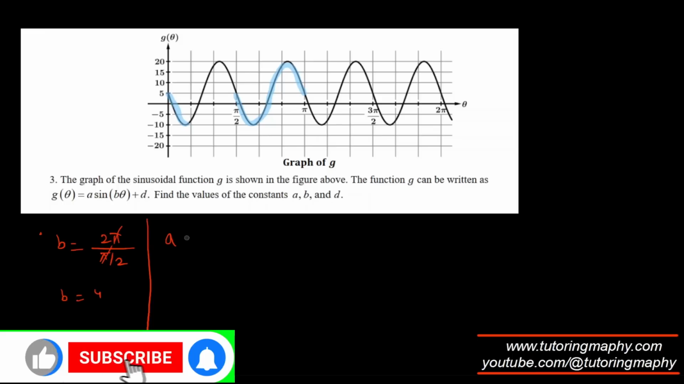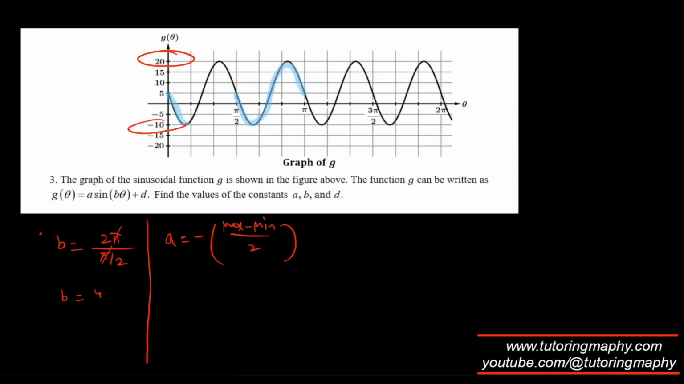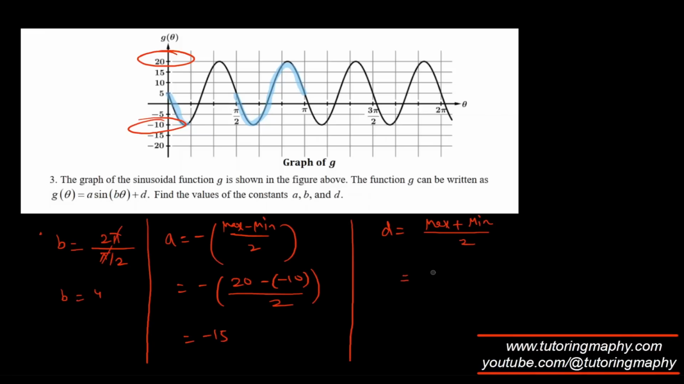The value of A will be negative. Maximum value minus minimum value divided by 2. Maximum is 20, minimum is -10. So 20 minus -10 divided by 2. So 30 over 2 is 15. So A is -15. And the value of D will be maximum plus minimum divided by 2. Maximum is 20, minimum is -10, divided by 2. So 10 over 2 is just 5. So that's the value of D, A, and B.